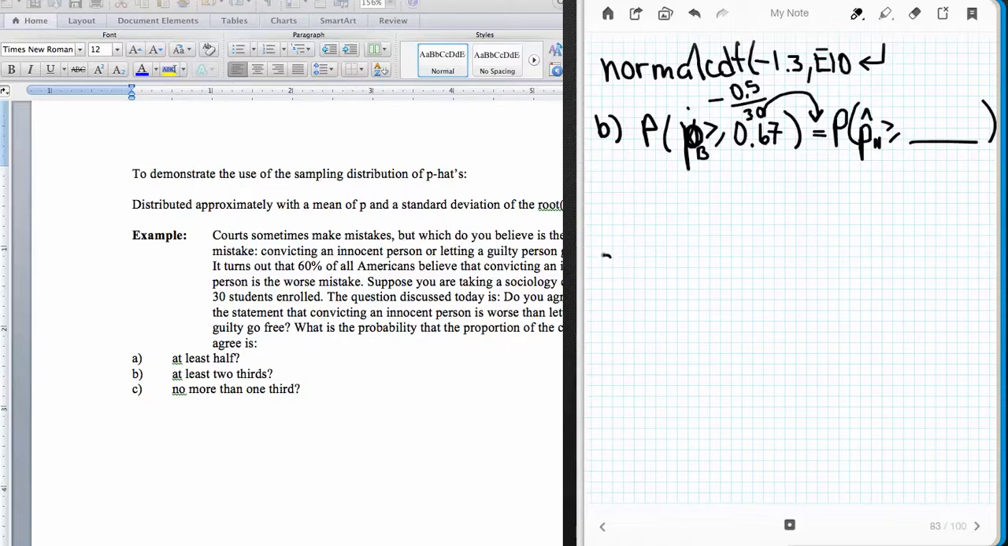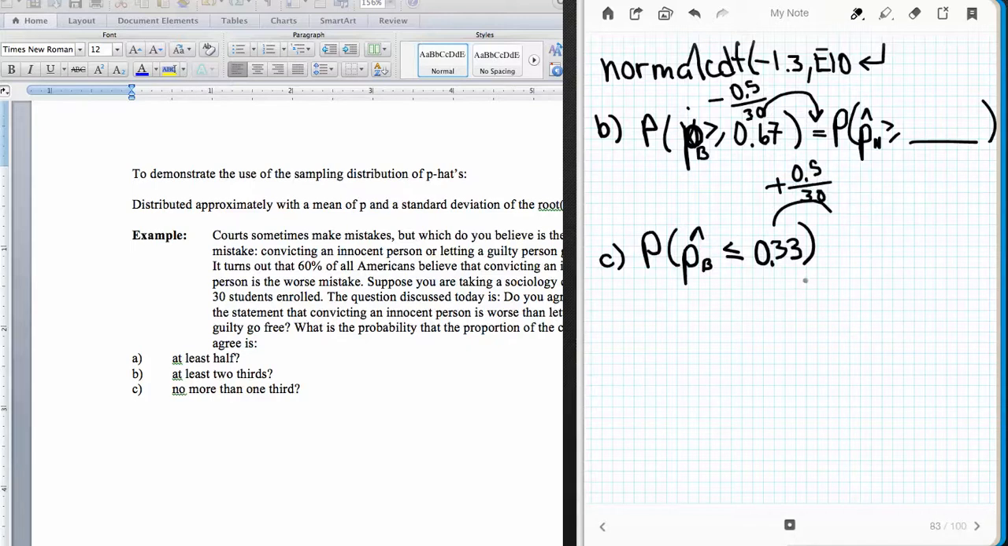Now, if I want to go for the no more than, this is the most it's going to be, right? So no more than this, so less than or equal to 1/3. This one is 0.33, rounded that way. Now this bar, the 0.33, I'm going to be including it, so I'm going to be adding 0.5 divided by 30 in this particular case.